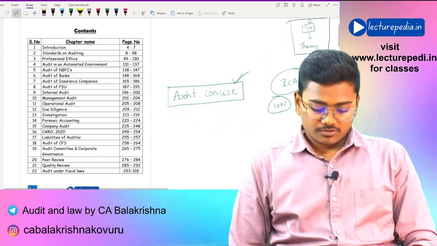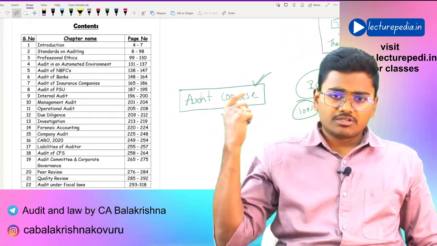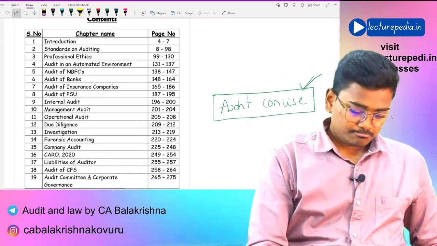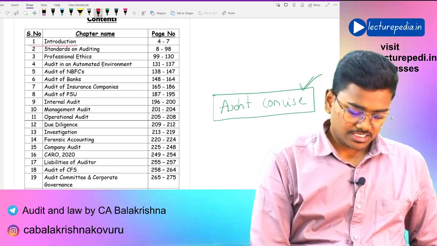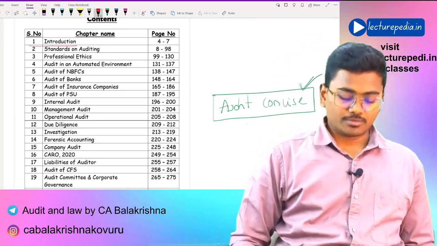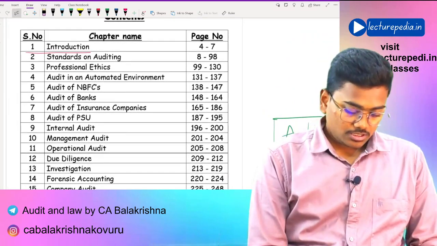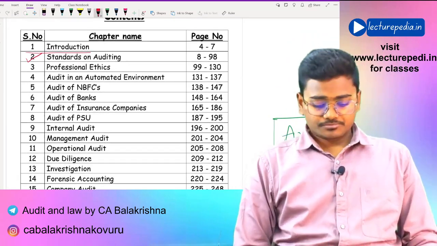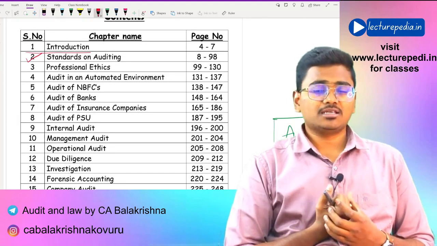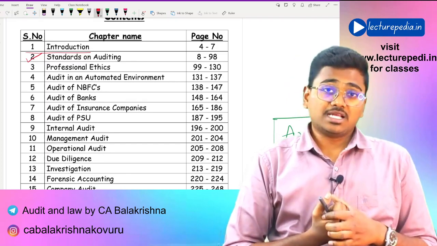And coming to the weightage of the chapters, I'll just briefly tell you the weightage of these chapters. Firstly, there is the introduction. You can't expect any questions from that introduction chapter. Next, auditing standards. If you see in the current scenario, ICAI is focusing mainly on these standards.